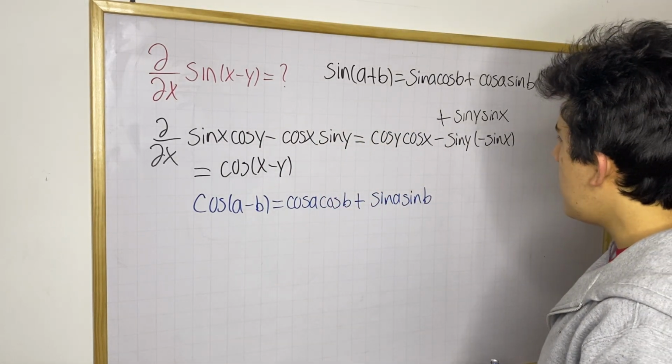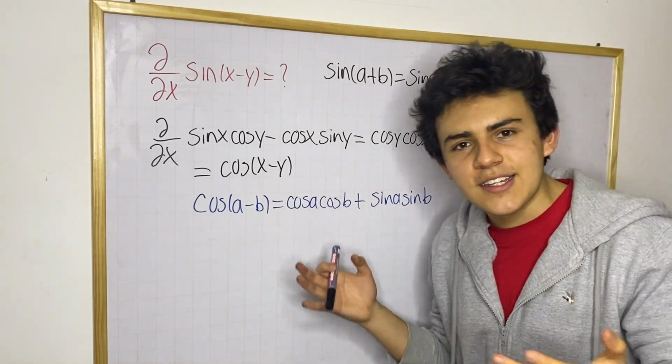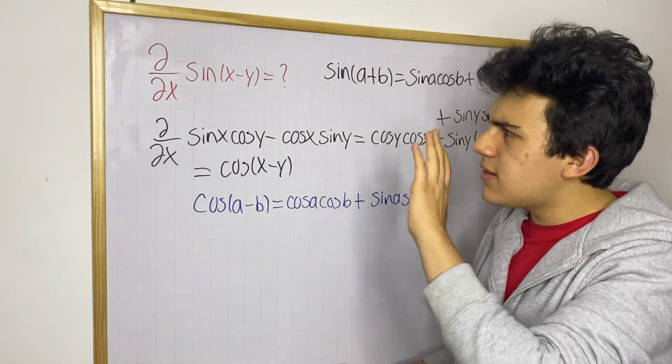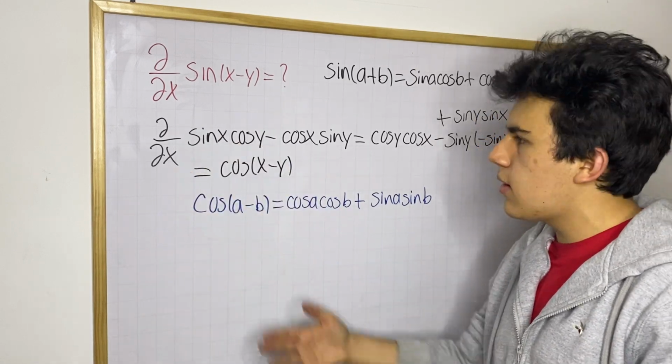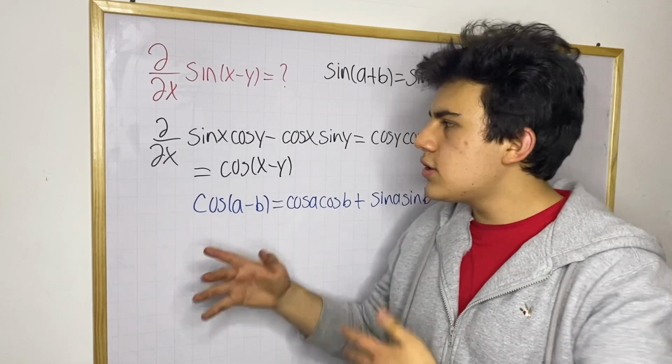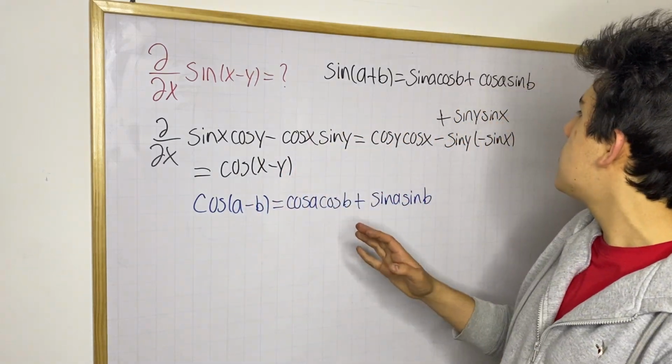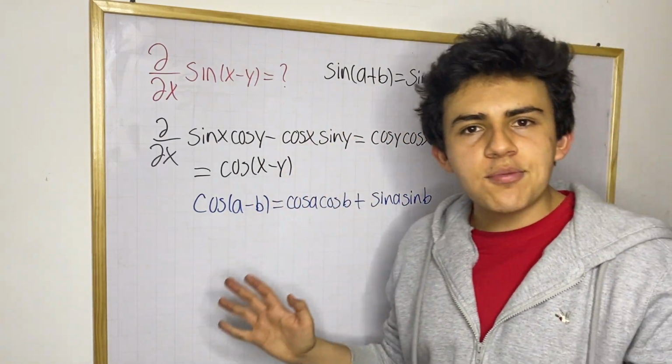So yep, that has been pretty cool. This is basically the entire problem. You can see that it's nothing too crazy. This is basically just knowing how to take a partial derivative, and knowing a couple of trigonometric identities which are pretty useful. And yep, that's pretty much it.